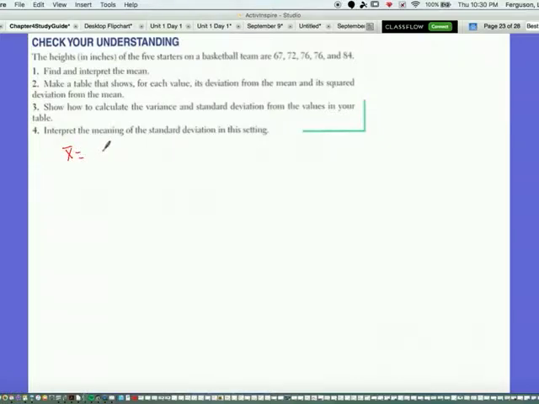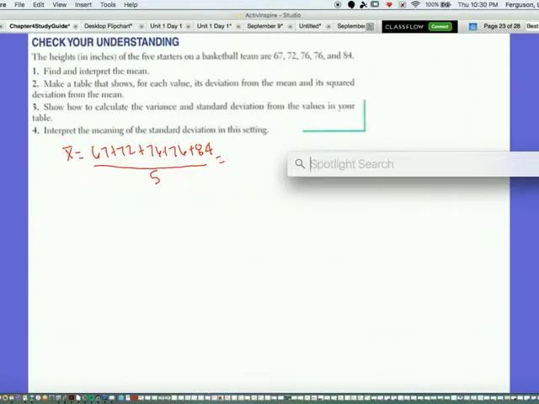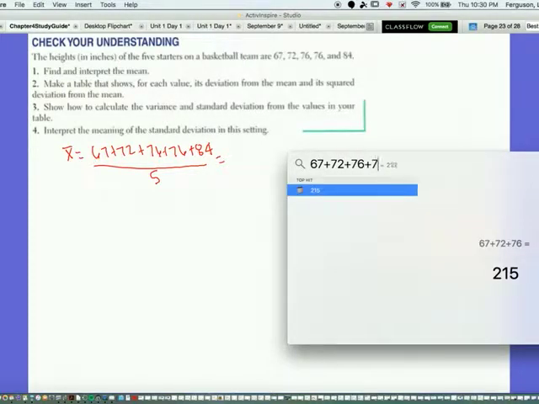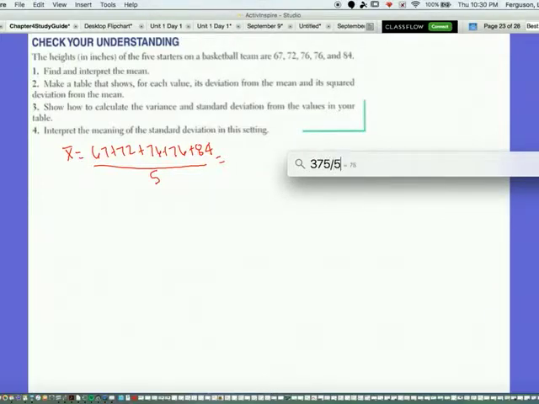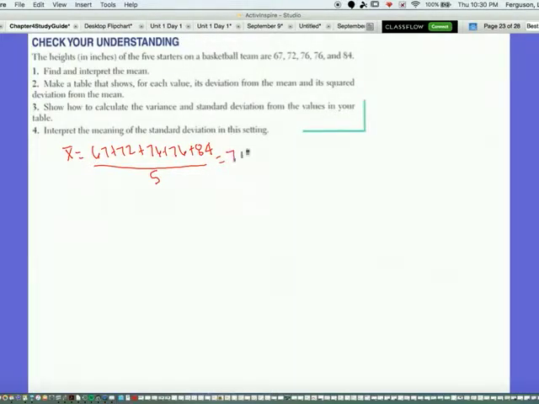So you're going to take each of these numbers and add them together. So 67 plus 72 plus 76 plus 76 plus 84, and then you are going to divide it by the number of observations that we have, which is 5. So 67 plus 72 plus 76 plus 76 plus 84 gives us 375. We take 375 and divide it by 5, and we get our mean is 75.